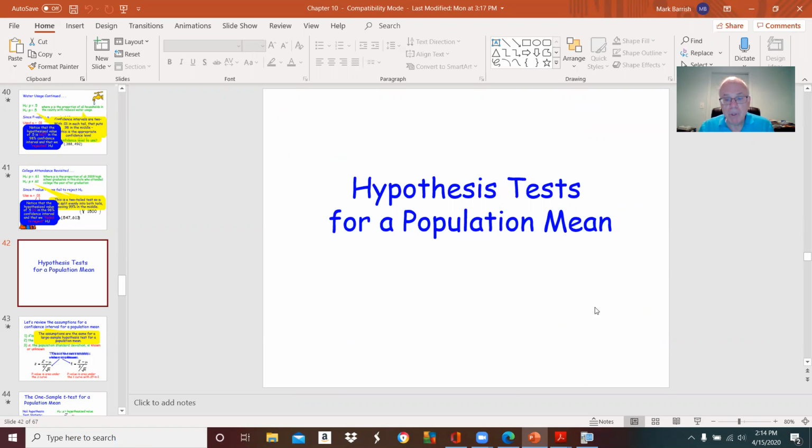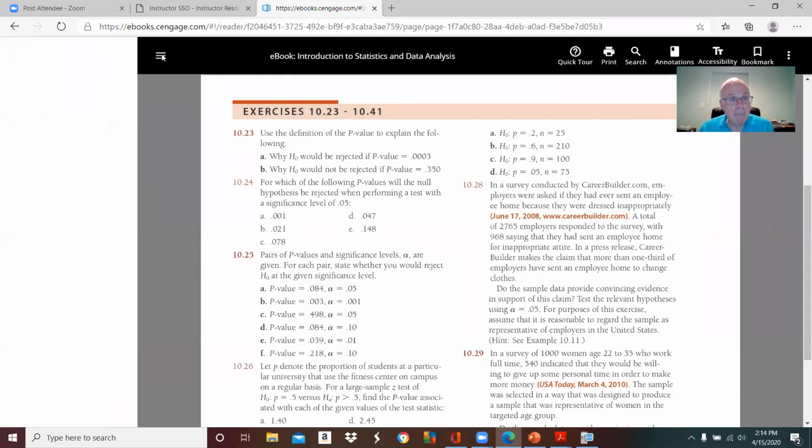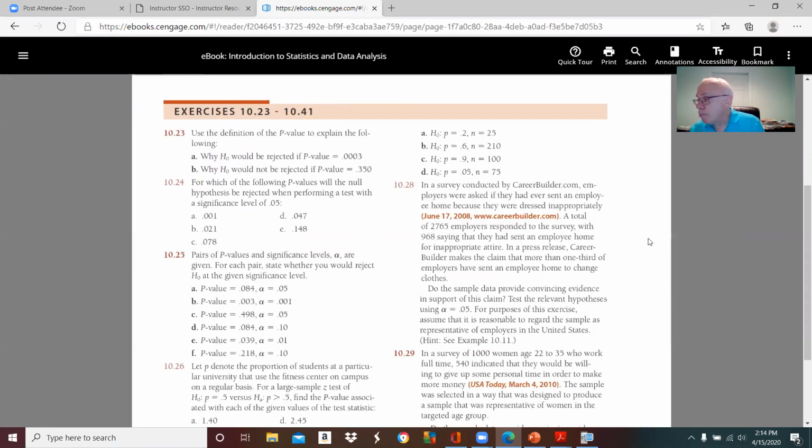All right, so let's go to our textbook. All right, here we go. And we're going to look at the first problem. Let me check my notes here. Almost there. Here we go. Number 25.